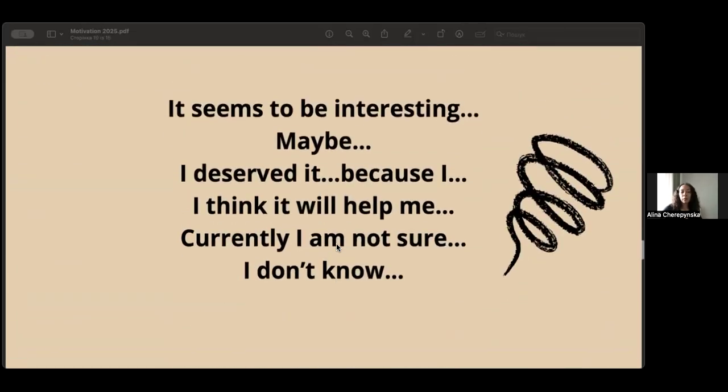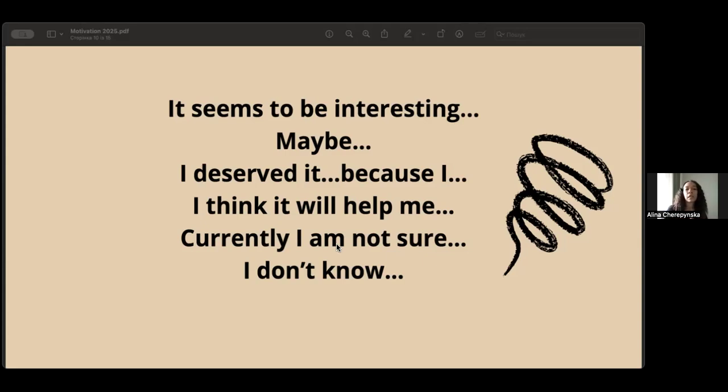Let's move on and speak about weak sentences. We have already mentioned that when you show uncertainty, that's the weak side of your motivational letter. Such phrases like, it seems to be interesting, maybe, I deserve it because I think it will help me. Currently, I'm not sure. I don't know. The problem is you still do not have a great motivation. You're not confident in yourself, and your motivational letter will be pretty weak because there are no strong arguments and no strong side of your statements.